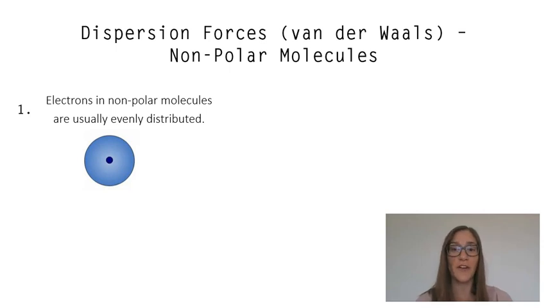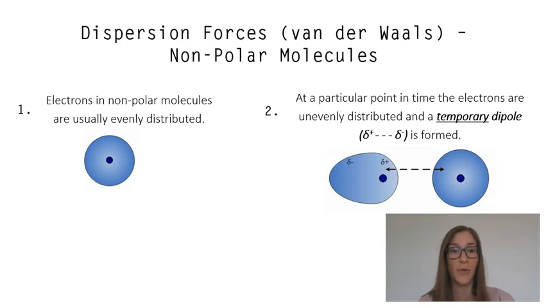The first type of secondary interaction that we'll look at are dispersion forces. These are often called van der Waals forces and are between non-polar molecules. So electrons in non-polar molecules are usually evenly distributed. At a particular point in time, the electrons may be unevenly distributed and a temporary dipole is formed. Now, a dipole just means a separation in charge within the molecule, and it's represented by these delta minus and delta plus signs. Delta just meaning a partial charge, not a full charge like an ion.